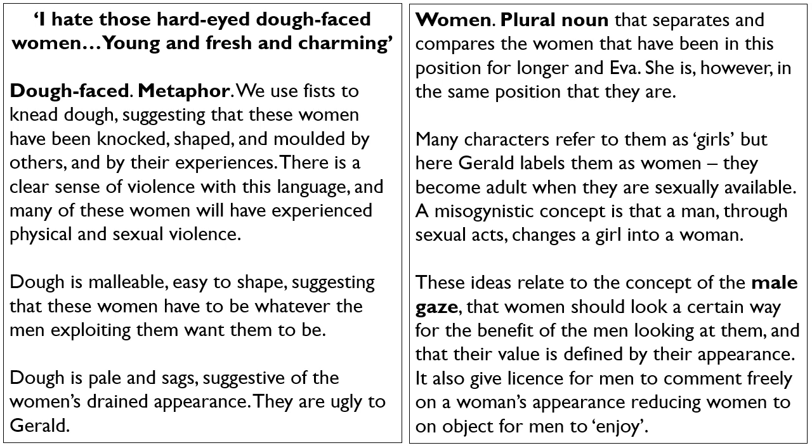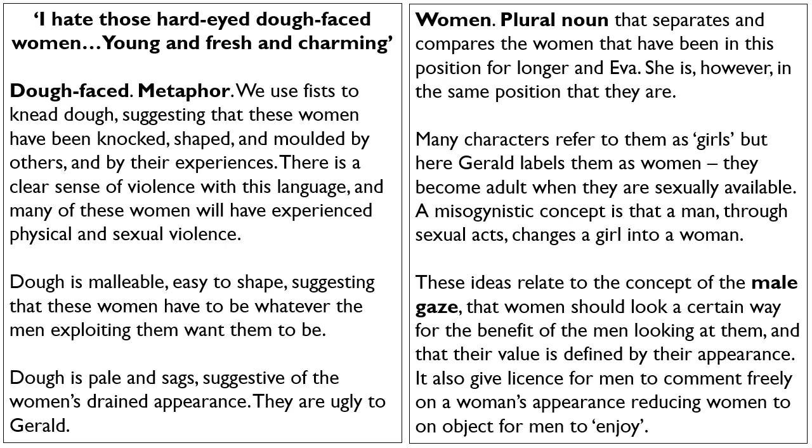The thing about dough is it's pale and it sags if it's left, and that suggests that these women have been drained as a result of their being kneaded into shape by these men. Their experiences, their life, their poverty has led them to look drained. And that's ugly to Gerald. He wants a woman who feels more, less used, I suppose, which again is a very uncomfortable idea.